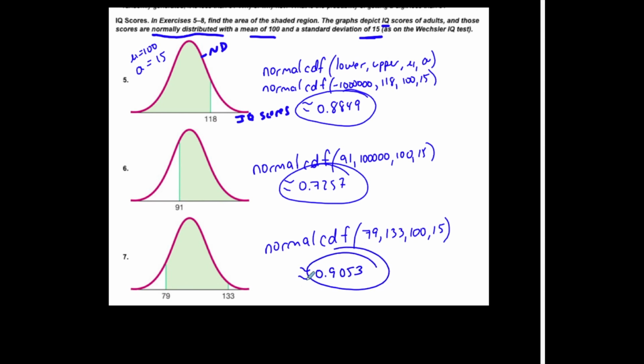So what can I say? The area between these two values is 0.9053, or the percentage of IQ scores between these two IQ scores is 90.53%, or the probability that I have an IQ score between these two is 90.53%. All of those types of questions are fair game for this type of scenario.